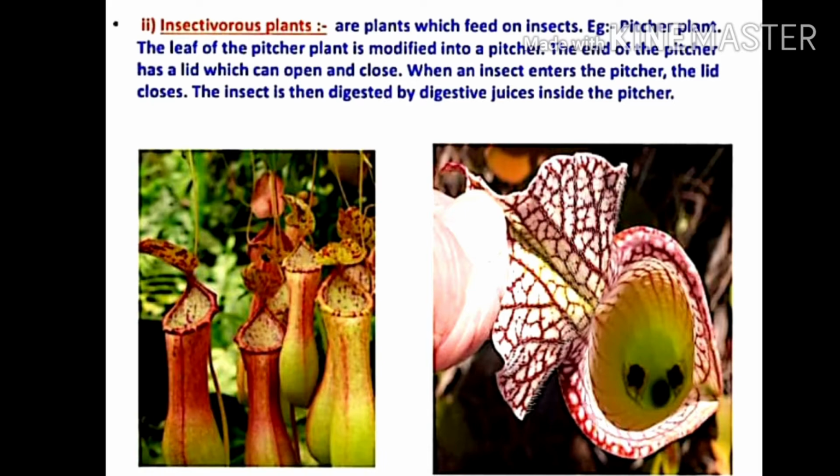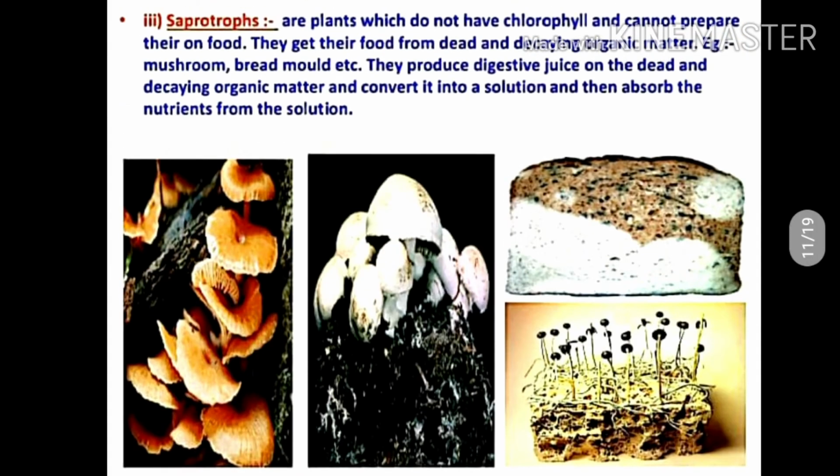The insect is then digested by the digestive juices inside the pitcher, and in this way insectivorous plants get their nutrition. Next is the saprotrophic mode of nutrition, which is carried out by saprotrophs. Saprotrophs are those which undergo the saprotrophic mode of nutrition. These are plants which do not have chlorophyll and cannot prepare their own food.